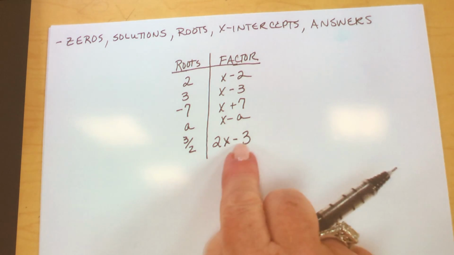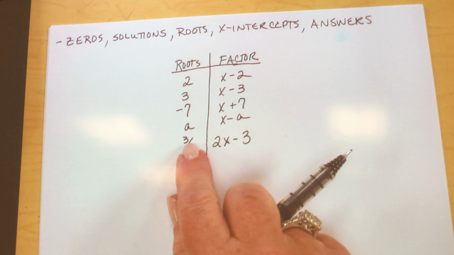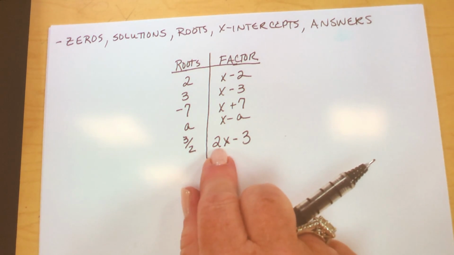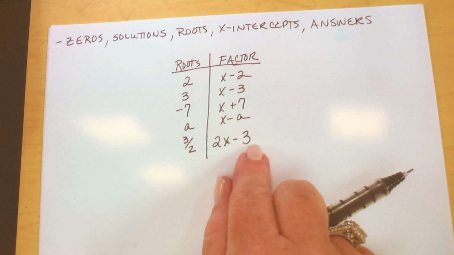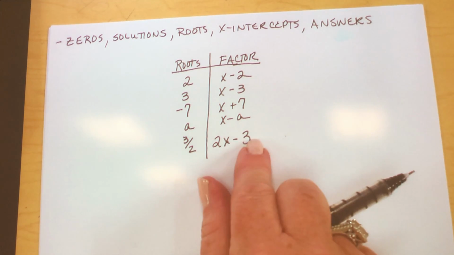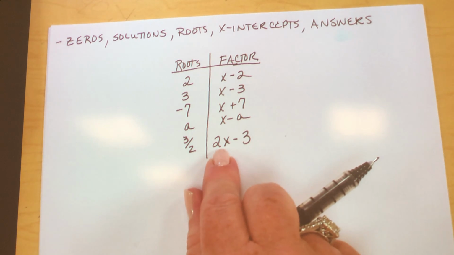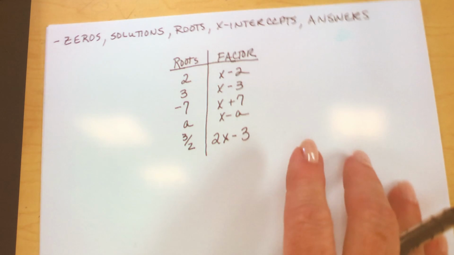Okay? If you set this equal to 0, you would add 3 to both sides. That's where I get this number up here. And then you would divide by 2, and that's why the 2 is the denominator. So this number over here becomes your numerator. You still change the sign, and then the coefficient of the x becomes your denominator. Everybody okay? All right, so here we go.